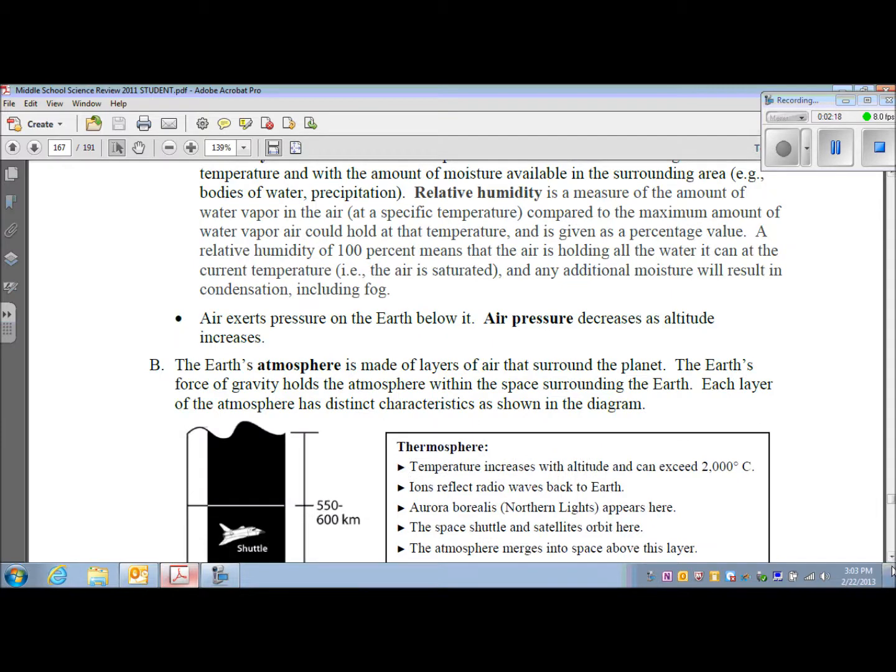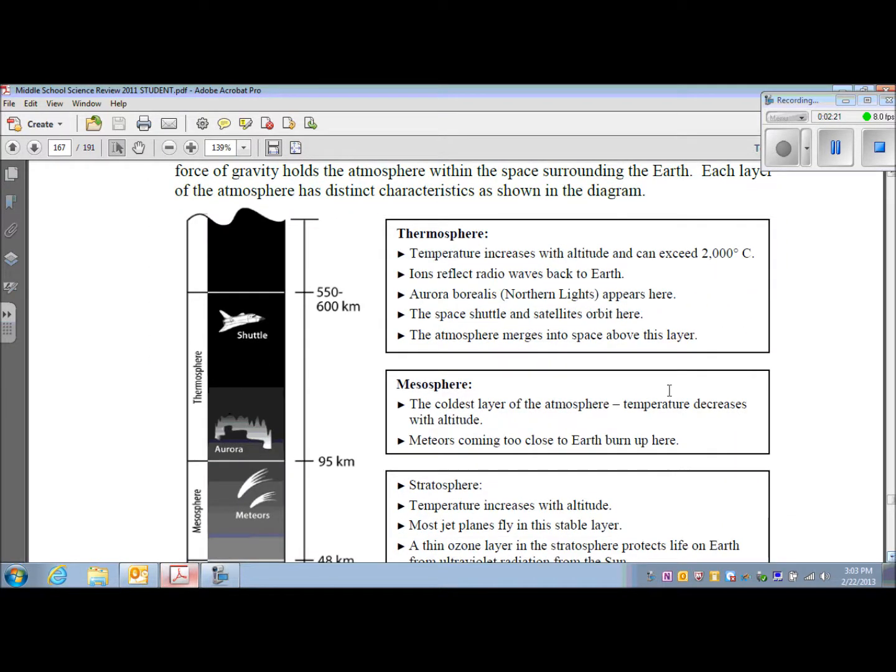And the next highest layer, called the mesosphere. The coldest layer of the atmosphere, temperature decreases with altitude. Meteors coming too close to Earth burn up here. In the final layer of the atmosphere, the thermosphere, temperature increases with altitude and can exceed 2,000 degrees Celsius. Ions reflect radio waves back to Earth. The aurora borealis, or northern lights, appear here. The space shuttle and satellites orbit here. The atmosphere merges into space above this layer.